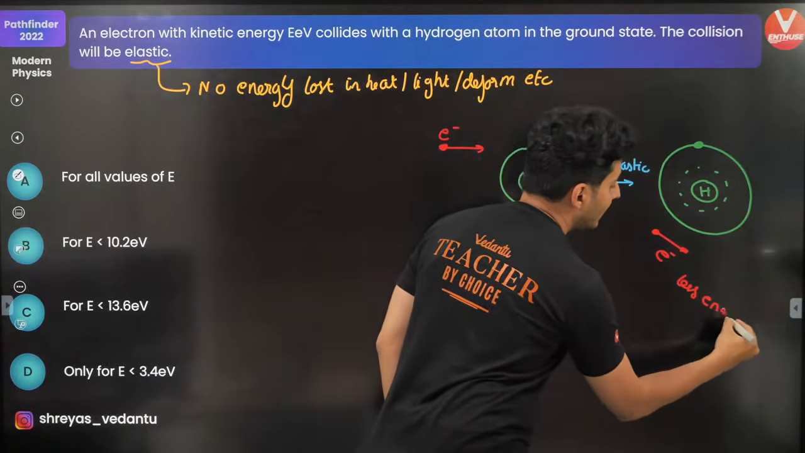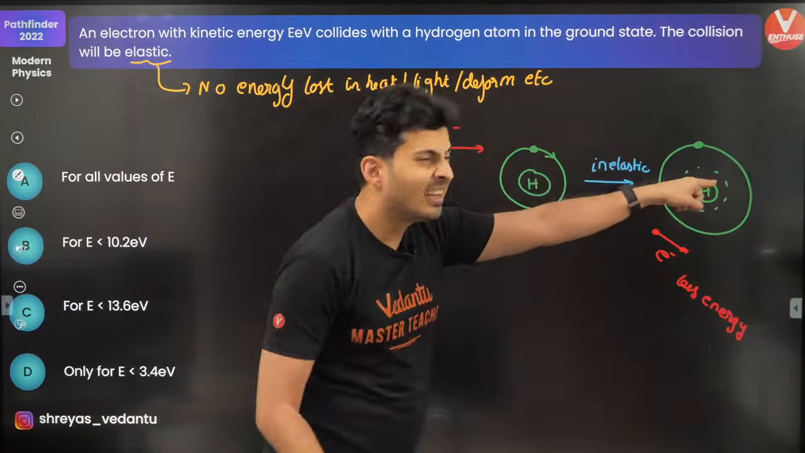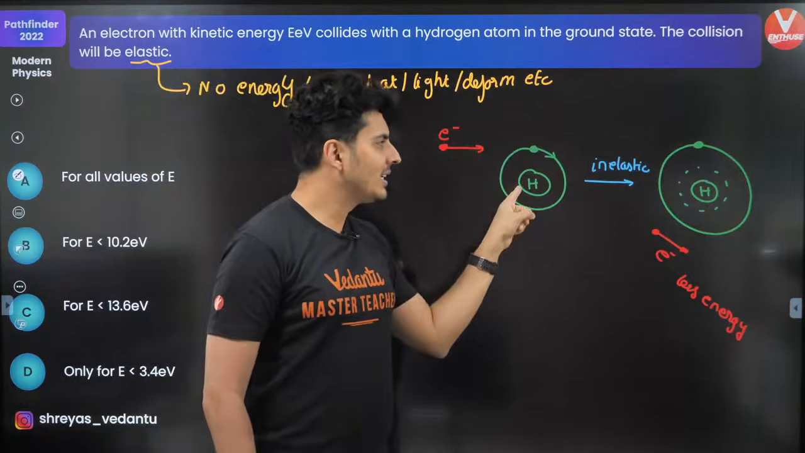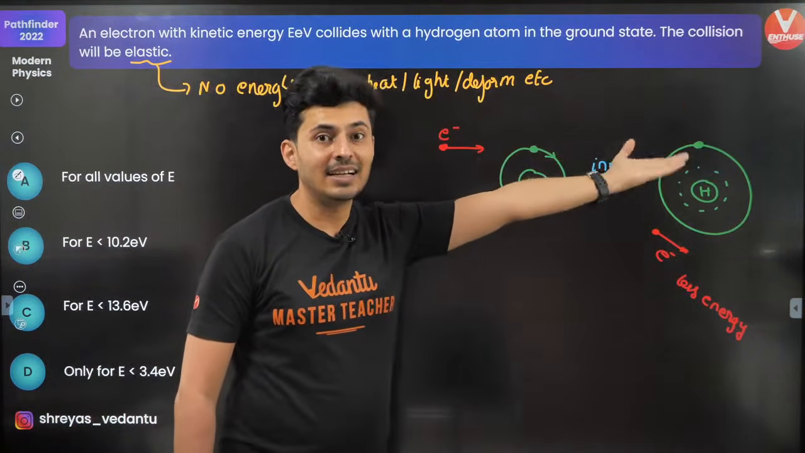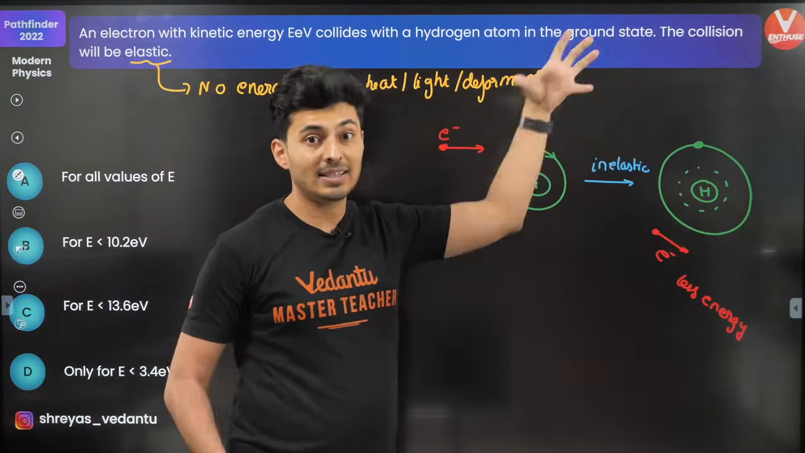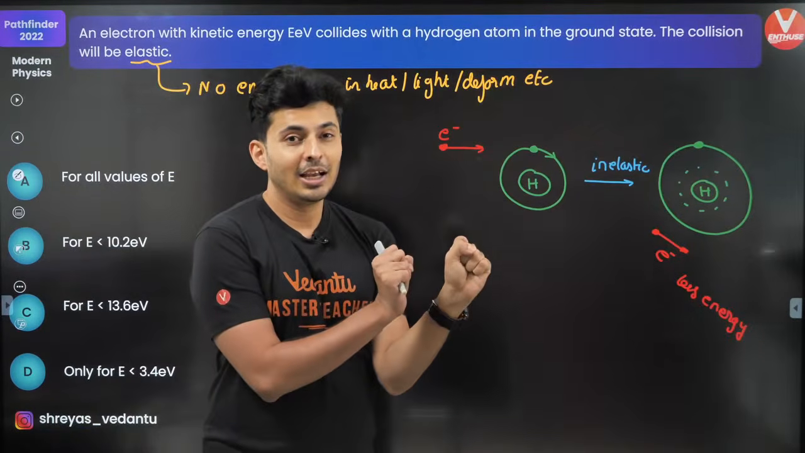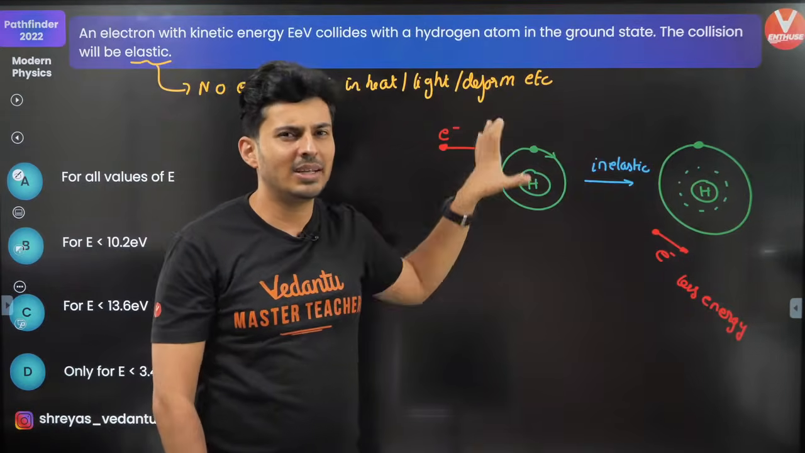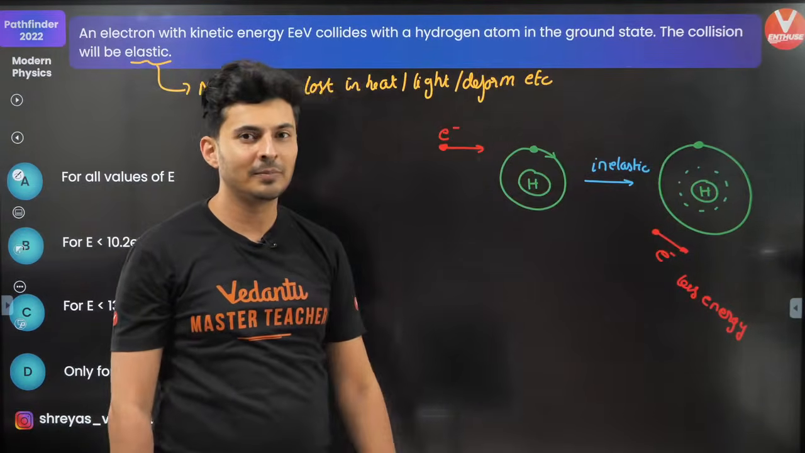So where is the energy lost? In some kind of a deformation, technically speaking, because that energy has excited the hydrogen atom, the electron has absorbed that energy into deforming itself to go into the higher energy state. So isn't this like an inelastic collision?